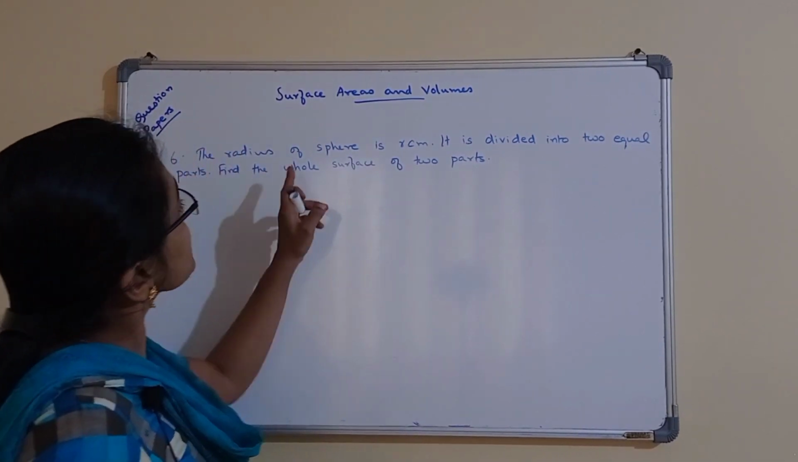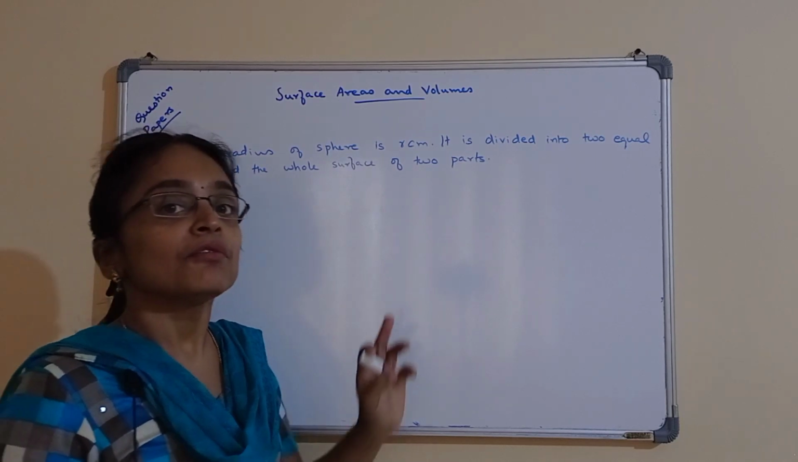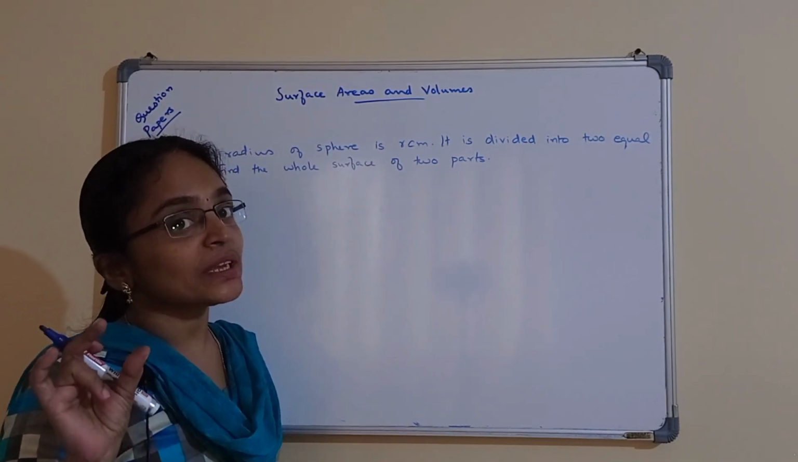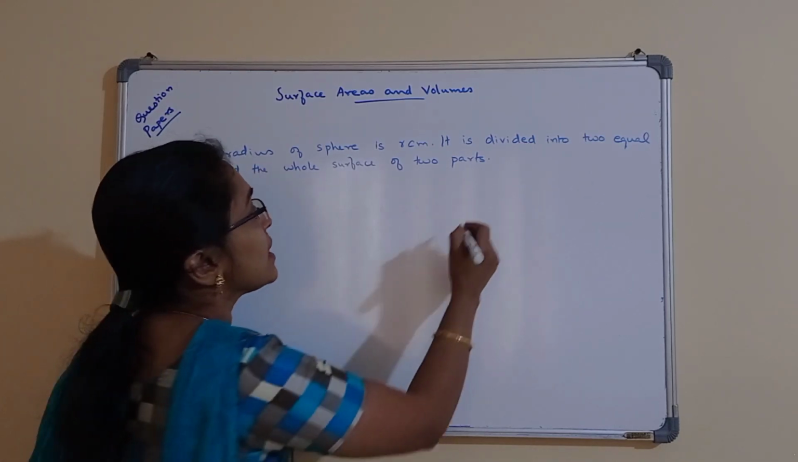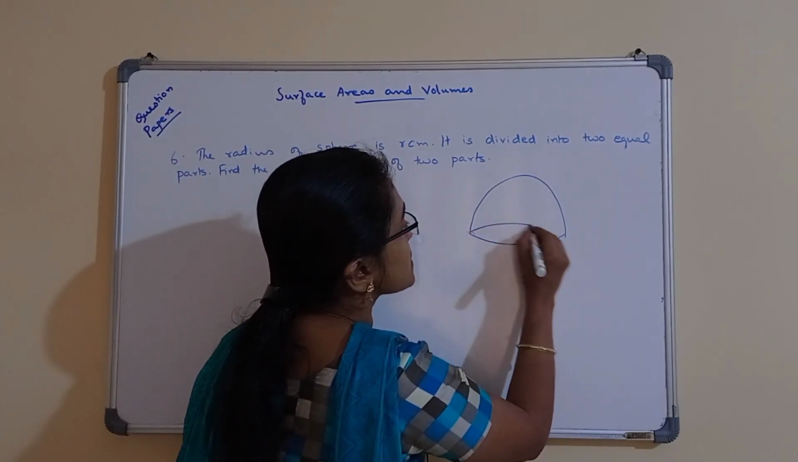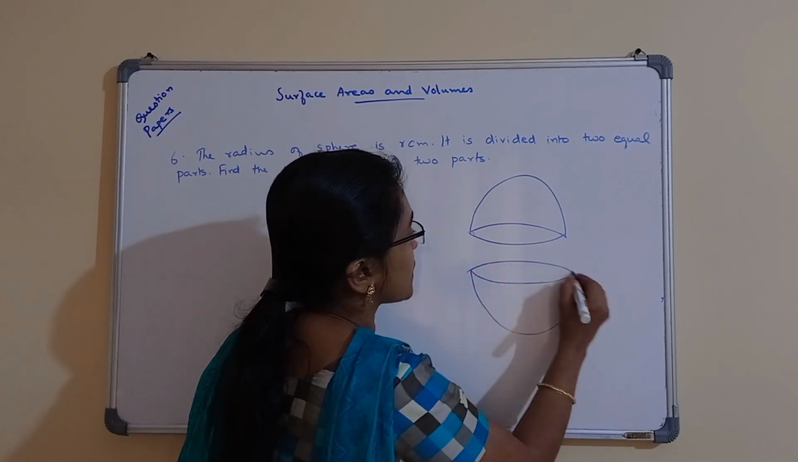Next one, radius of sphere is r centimeter. It is divided into two equal parts. Find the whole surface of the two parts. Sphere is divided into two equal parts, means it is divided into two equal hemispheres. And like what we have seen before, it will be like this. This is one hemisphere and this is another hemisphere.